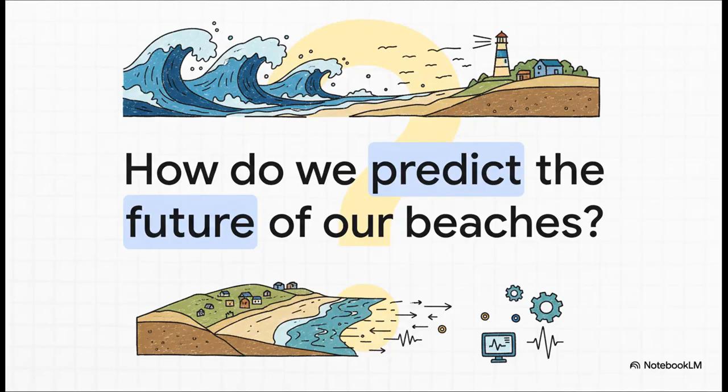I mean, that is the million-dollar question, isn't it? With our shores constantly eroding and storms seemingly getting more intense, scientists and coastal managers are, well, they're in a race against time. They have to figure out how a beach is going to react not just to the next big storm, but for decades to come.